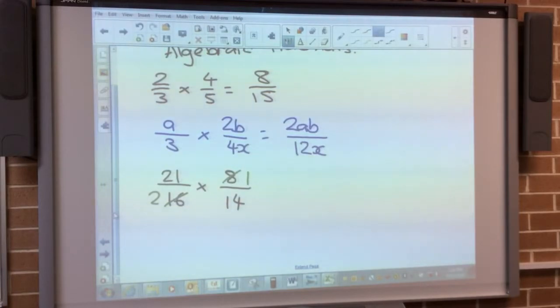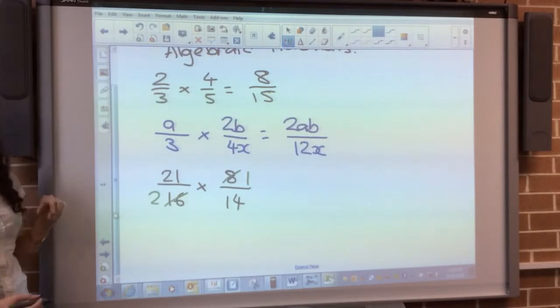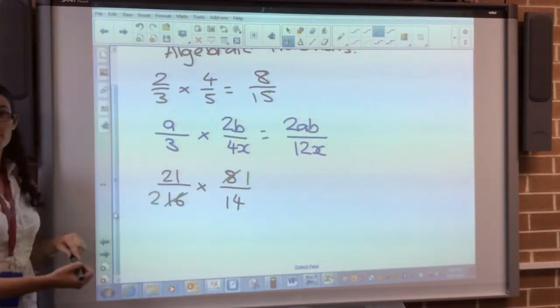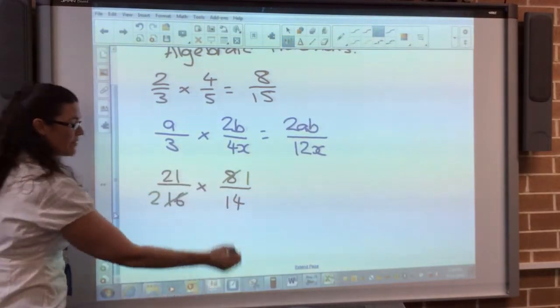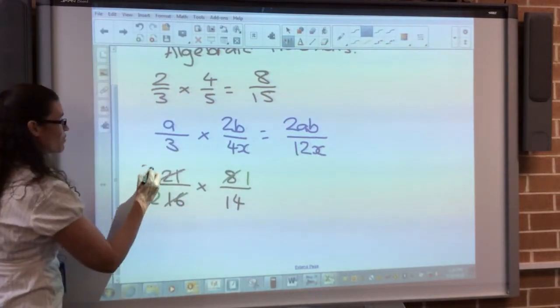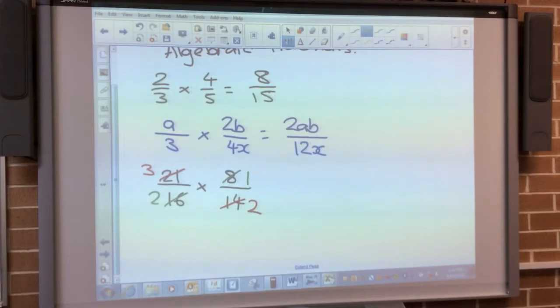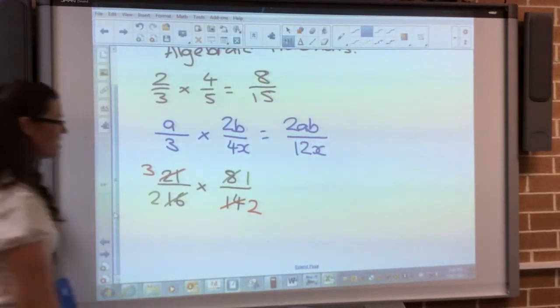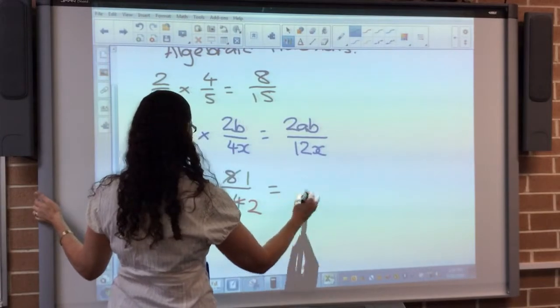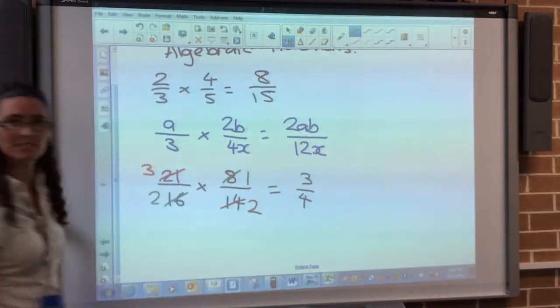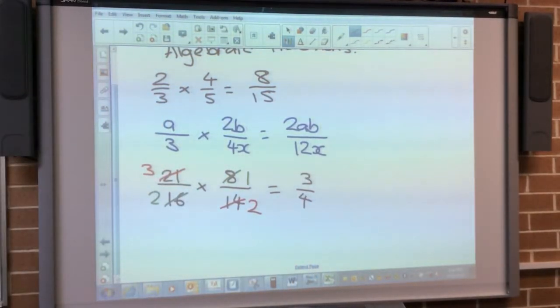Anything else? The 21 and 14 are divisible by 7. So what does that simplify to? 3 over 2. So this becomes 3 over 2. Now, I'm pretty sure that 3 times 1 and 2 times 2 is much easier than 21 times 8 and 16 times 14. So because of that simplification, it's really easy to get the answer. It's just going to be 3 over 4. Alright, so that's a nice little answer.